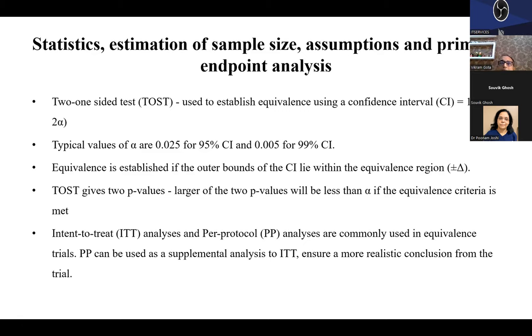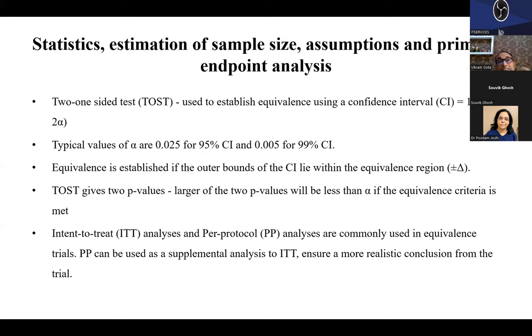Per protocol analysis is when you analyze only those patients who have completed all the trial-related activities. Now, what is the difference between intention-to-treat analysis and per protocol? Intention-to-treat analysis is more of a real-world situation. It is a conservative analytical technique that tends to show that there is no significant difference between the two treatments. Because it is conservative, it favors your equivalence hypothesis, because even in equivalence, you are trying to show that there is no major difference between the two treatments.